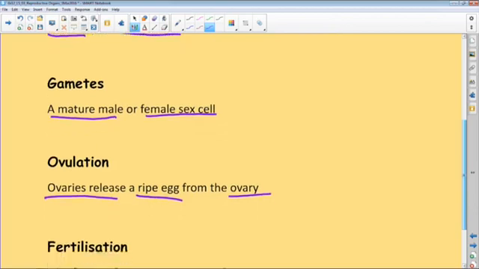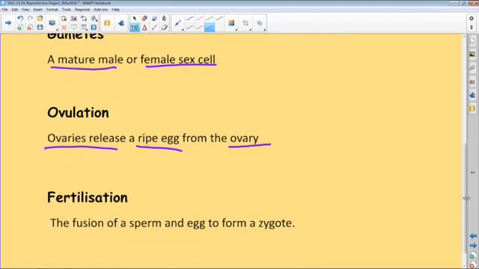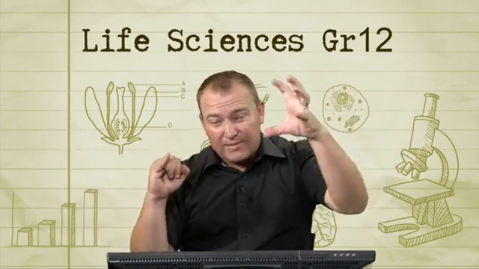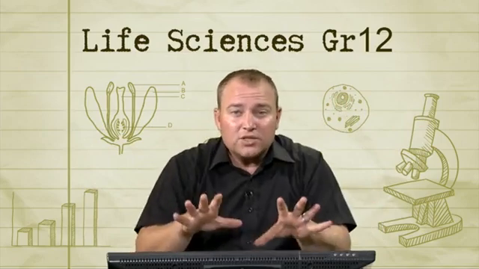Okay, let's look at the last word, fertilization, and that is the fusion of the sperm and egg to form a zygote. So that is when the sperm from the male comes along, it's a tiny sperm, right? It goes to the female and enters the female. That is fertilization. These are the simple ones.